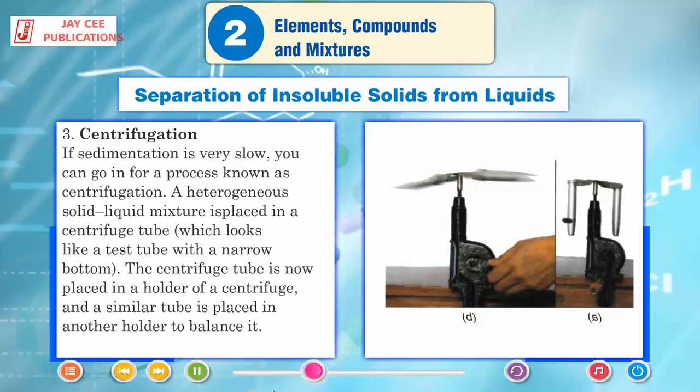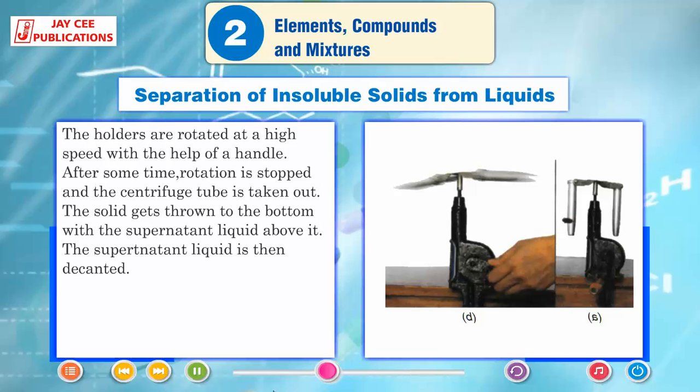Centrifugation. If sedimentation is very slow, you can go in for a process known as centrifugation. A heterogeneous solid-liquid mixture is placed in a centrifuge tube, which looks like a test tube with a narrow bottom. The centrifuge tube is now placed in a holder of a centrifuge, and a similar tube is placed in another holder to balance it. The holders are rotated at a high speed with the help of a handle.